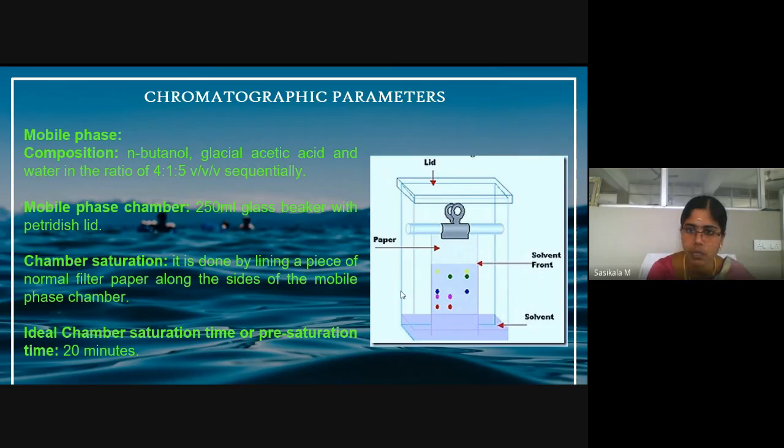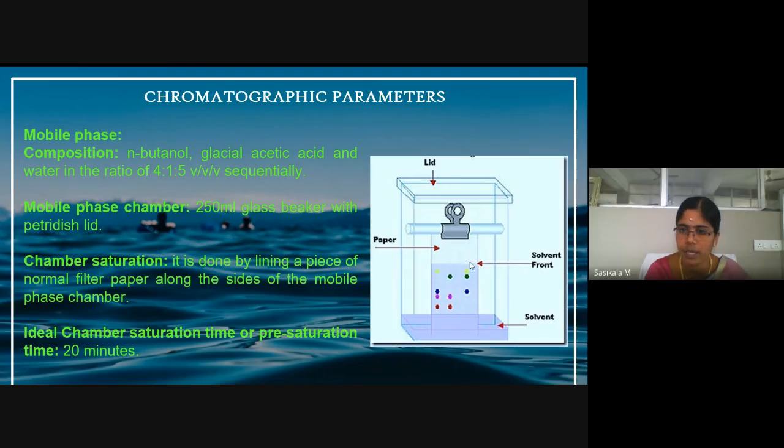Your mobile phase chamber must be saturated with the mobile phase solvent vapors. Why? If you are not saturating it, you should have washed it mostly with distilled water. You will be washing your containers with water, right? So water particles will be sticking along your mobile phase chamber. They will also mix with your mobile phase, and it will interfere in the ratio of mobile phase we have chosen. It will be altered, so it will affect the separation of your sample.